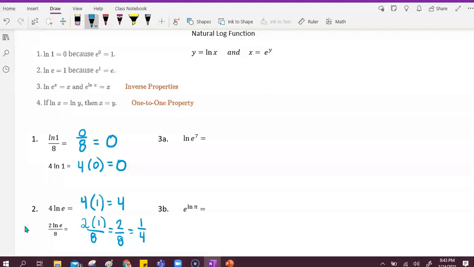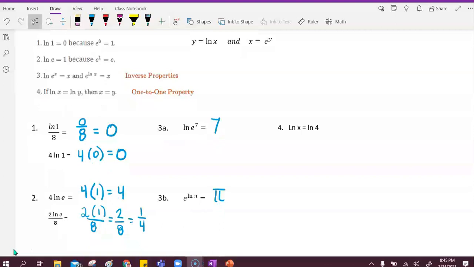In number 3, the inverse property, the natural log and e are inverse properties, and you end up solving this out by just taking the exponent. So the natural log of e to the 7th is equal to 7. 3b, if we have e to the ln, again, they are inverses of each other, and our answer will just be pi. Property number 4 is exactly like the logarithmic 1-to-1 property.